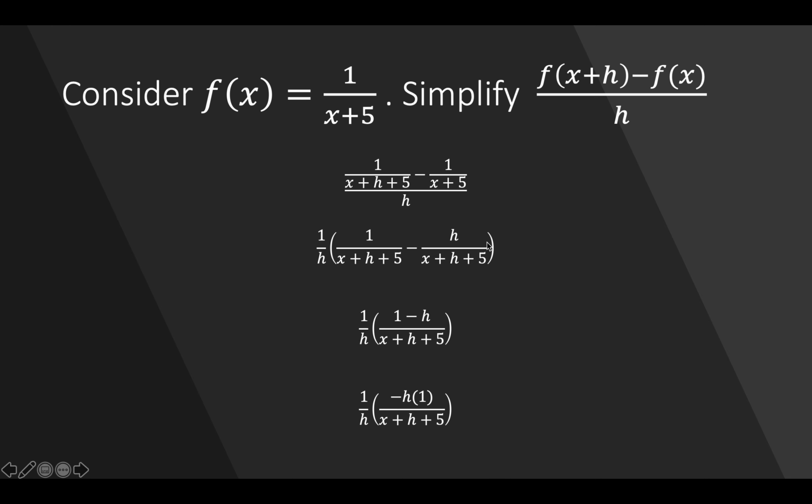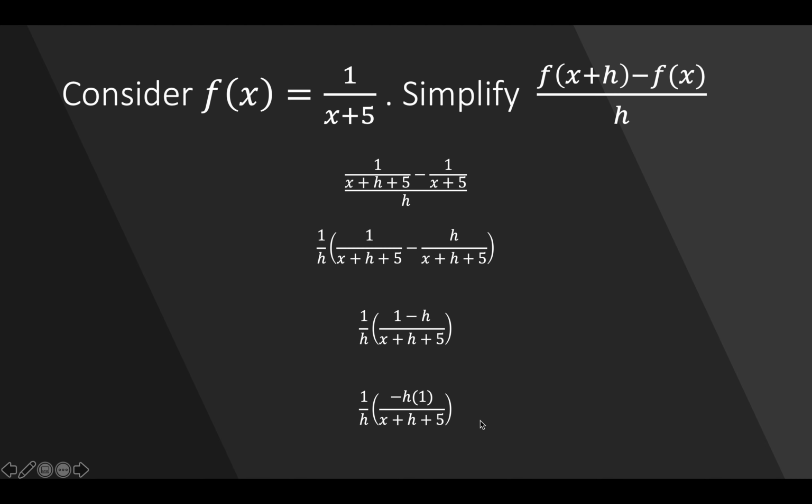What's missing from here was actually the h, so I took h to the bottom and multiplied h by the top, and so I got x plus h plus 5 for both, and I have an h right here. Then I combined the numerators since I have the common denominators, and I got 1 minus h over x plus h plus 5.